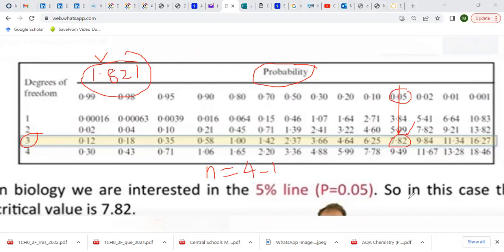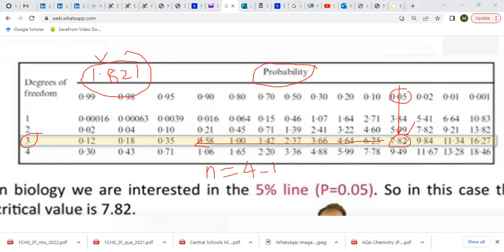No, we'll accept it if it is less than 7.82, correct? So what does it mean? It means this null hypothesis will be accepted because this value does not exceed 7.82.